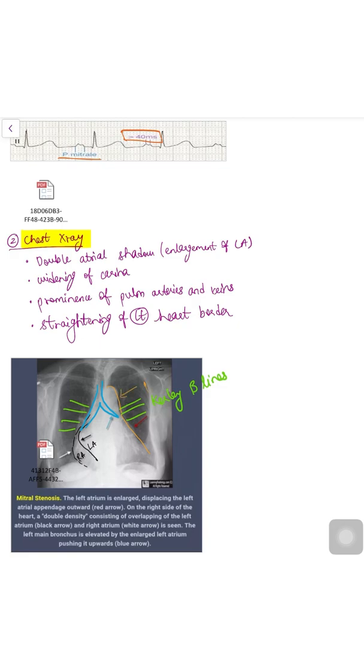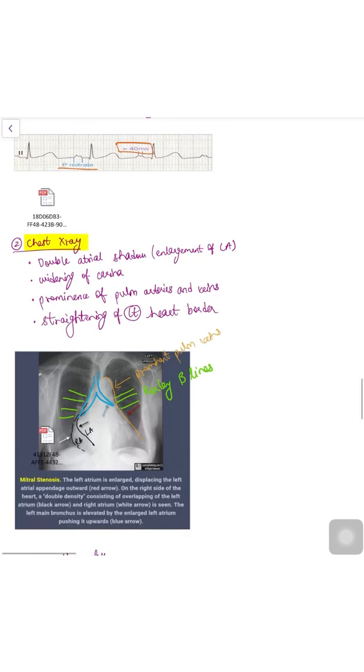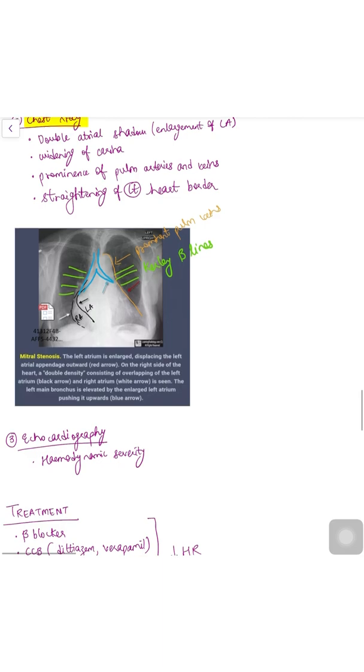Right? And an echocardiography. What do you see on an echocardiography? You will be able to see whether there are any other associated lesions. You will be able to see the size of the valve, according to which you can grade it as mild, moderate, severe. You'll be able to see the hemodynamic severity and all these things, and you'll be able to decide on the further treatment of the patient.